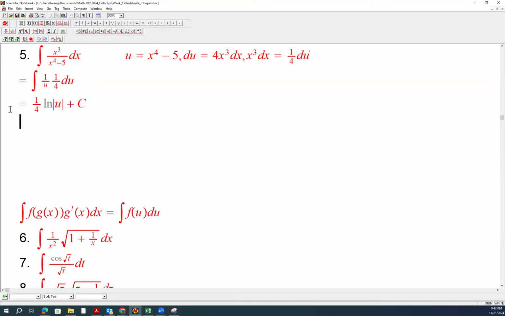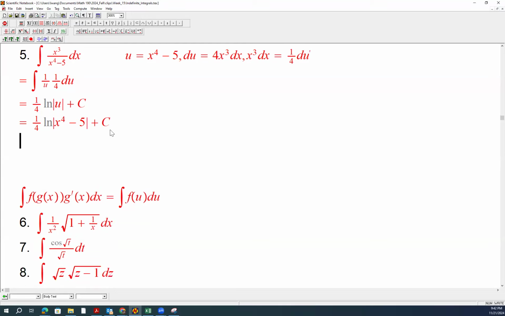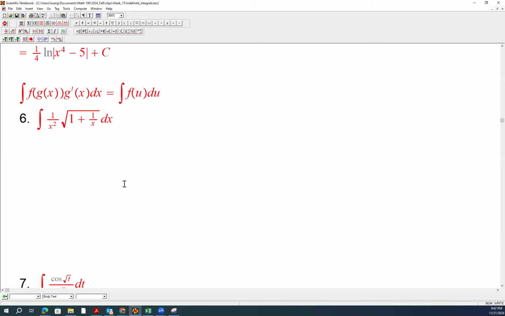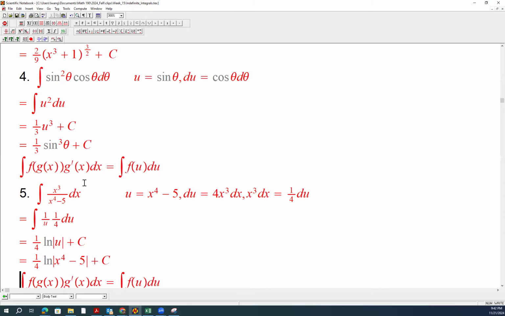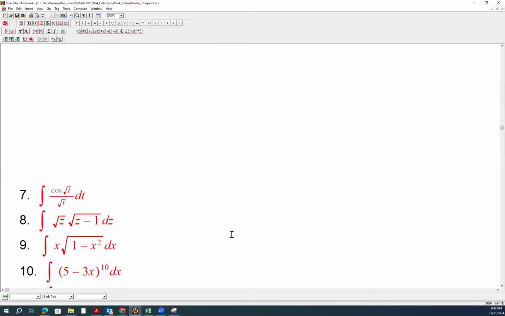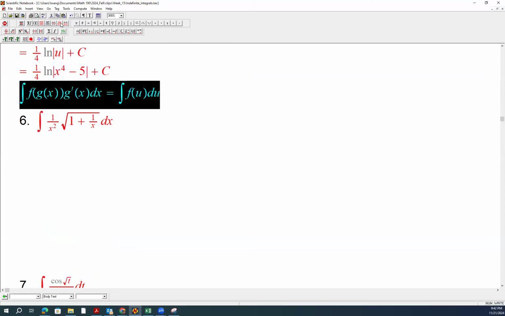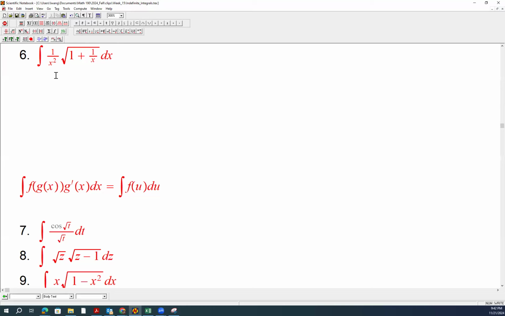Last but not least, we finish the work of substitution, bringing back x raised to the power 4 minus 5 to substitute the u. So that's finished. Let's look at number 6. You guys see how work is shown, how substitution is done. And practice, practice, practice. Practice makes perfect. All right, the next question.